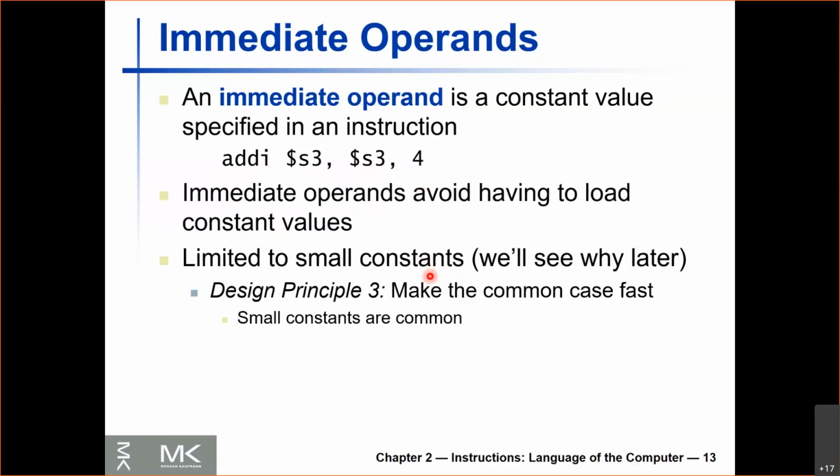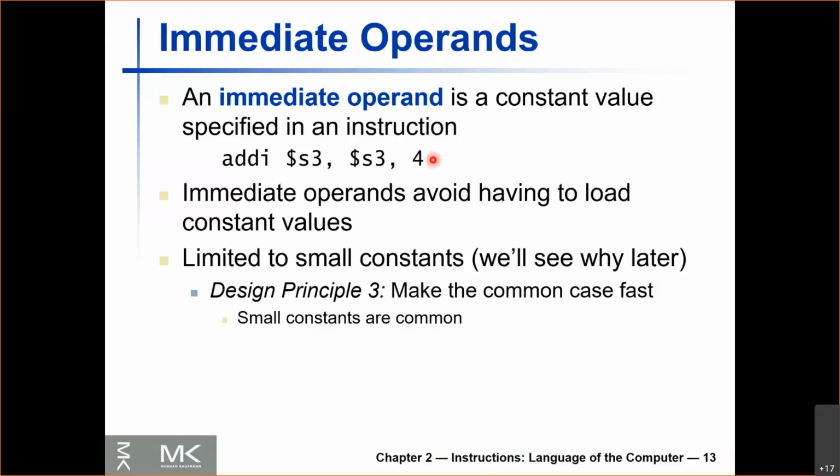And this follows a design principle that we have when we build computer architecture, which is to make the common case fast. What do I mean by make the common case fast? Well, most of the time when we add or subtract constants, we don't really care about very large constants. They're usually small values. So being able to add a small constant using one instruction is important because we commonly add small constants.